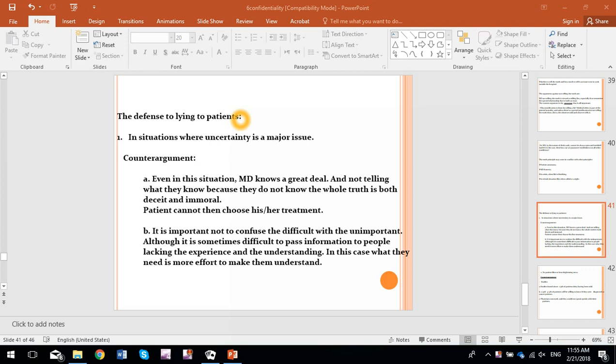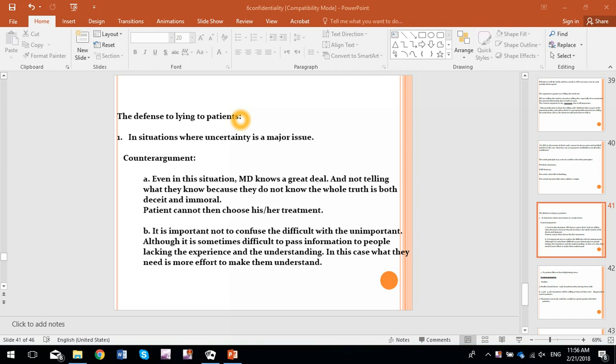Patient cannot then choose his or her treatment. This from what I know. The second counter argument is that it is important not to confuse, and this is very important, not to confuse between the difficult and the unimportant. Are you not telling this patient this piece of information because it is unimportant, or because it is difficult for the patient to understand?